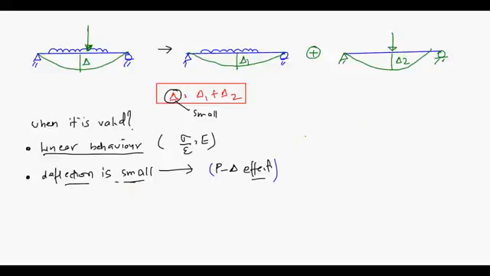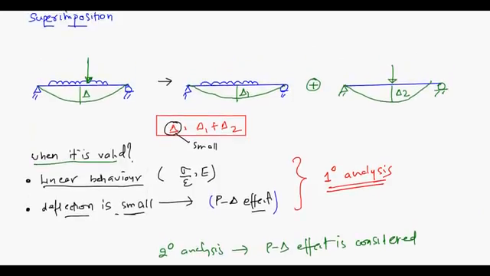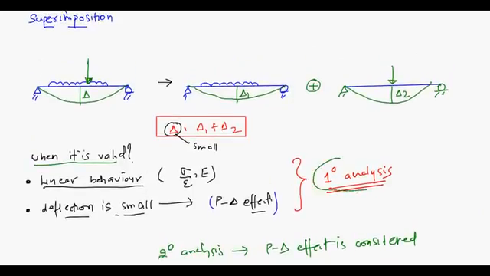These type of assumptions are called 1 degree analysis. Now you will ask me, so what is 2 degree analysis? 2 degree analysis is the one where you consider the P delta effect. But normally wherever your superimposition is valid, there 1 degree analysis is considered and not the 2 degree analysis. Otherwise your superimposition principle will fail.